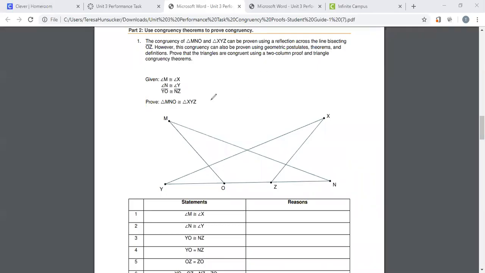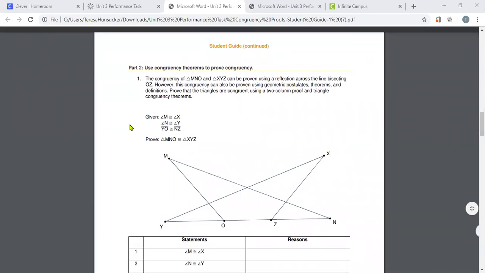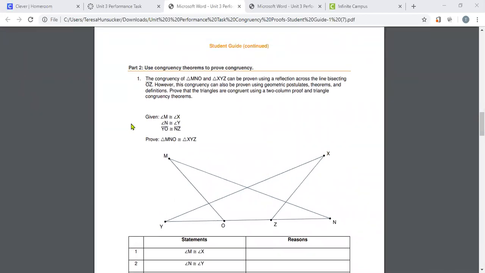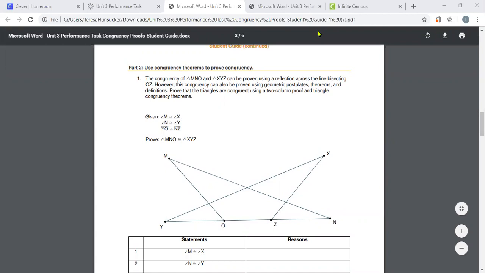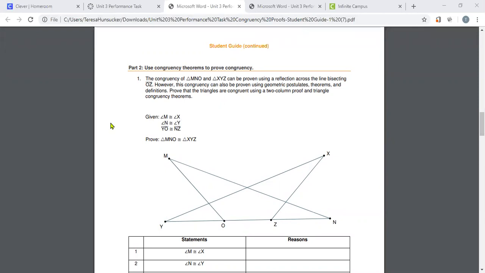Okay, are you ready to start with part 2, number 1 on the Unit 3 performance task? It states that the congruency of triangle MNO and triangle XYZ can be proven using a reflection across a line bisecting OZ. However, this congruency can also be proven using geometric postulates, theorems and definitions. Prove the triangles are congruent using a 2-column proof and triangle congruency theorems.